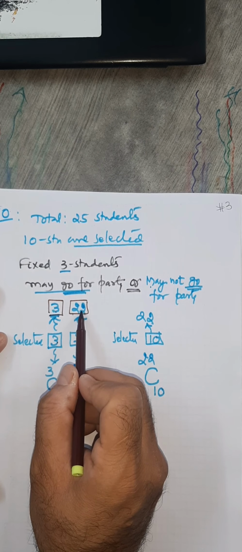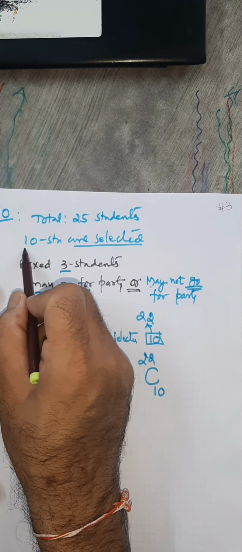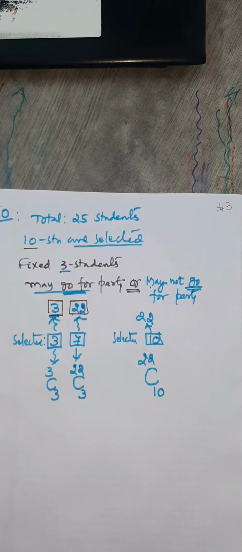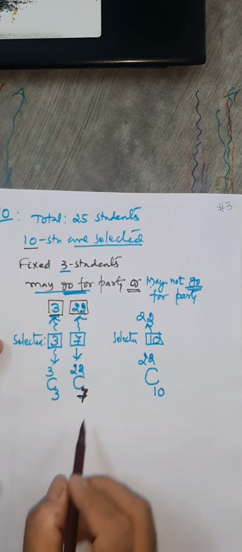How many students are left now? 22. 3 have gone, you have to take a total of 10, so how many are left to select? 7. So 7 should be selected from 22. So how many ways can it be done? It can be done in how many ways? 22. Oh sorry, here it should be 7. I'm sorry. 22C7 ways.